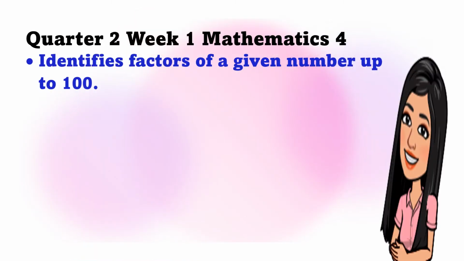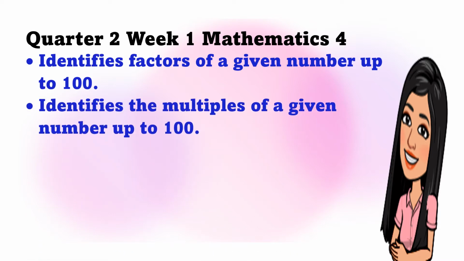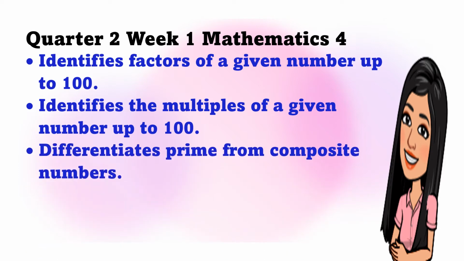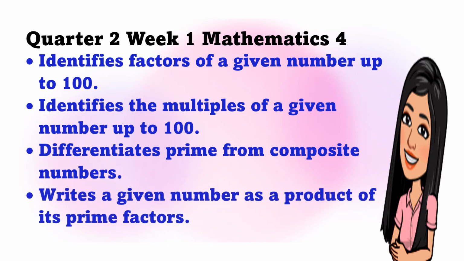Quarter 2, Week 1, Mathematics 4. Identifies factors of a given number up to 100. Identifies the multiples of a given number up to 100. Differentiates prime from composite numbers. And lastly, writes a given number as a product of its prime factors.